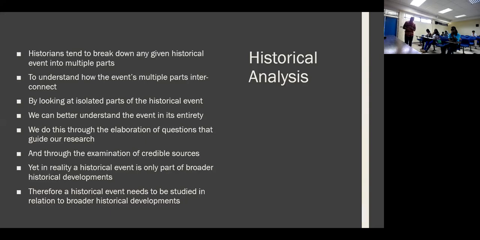And how we do that, of course, this analysis of these multiple parts, we do it through the elaboration of questions that guide our research, through the examination of credible sources. But in reality, a historical event is only part of broader historical developments. And that's what sometimes we need to think, that this historical event is related to broader developments. They're part of the historical developments that are taking place. So that's another thing, how we connect one particular historical event to broader historical developments that are taking place at the time.